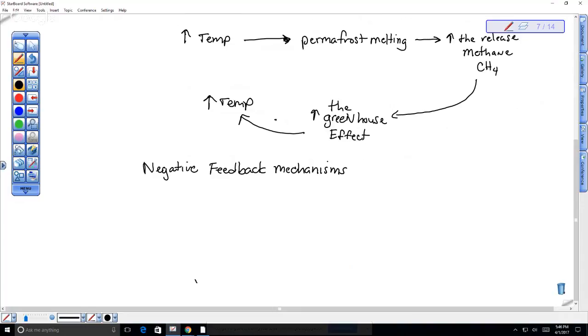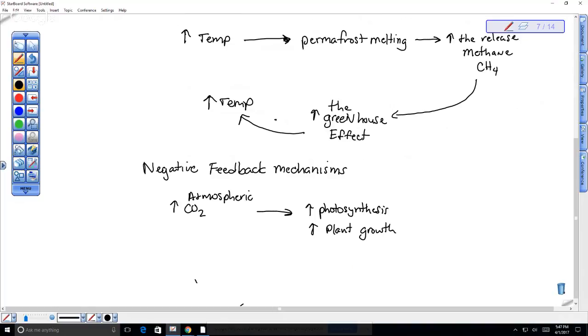So let's look at one scenario in environmental science that might be an example of a negative feedback mechanism. So if we increase CO2, so let's say there's an increase in atmospheric CO2, okay, this increases photosynthesis by the plants, and this leads to an increase in plant growth.